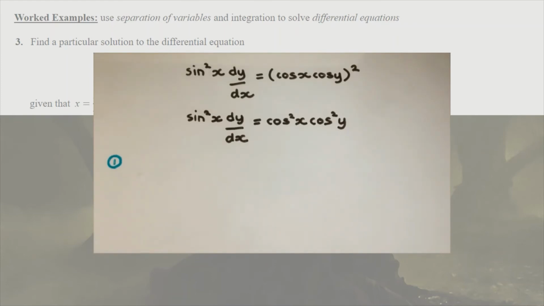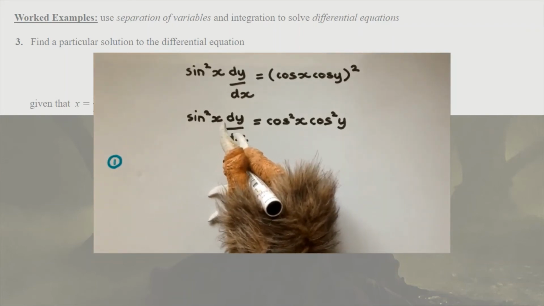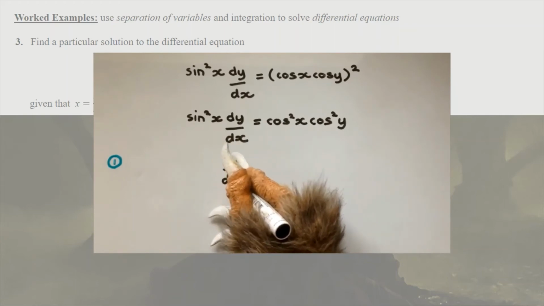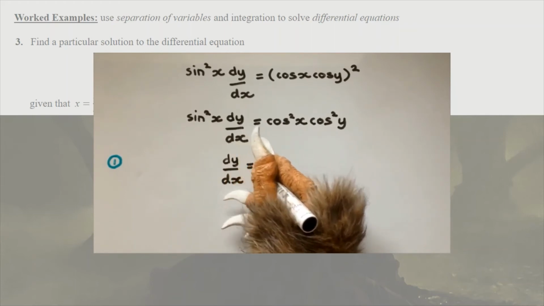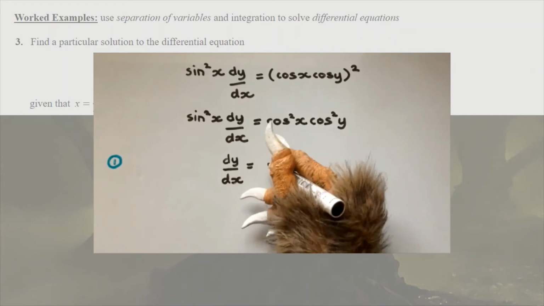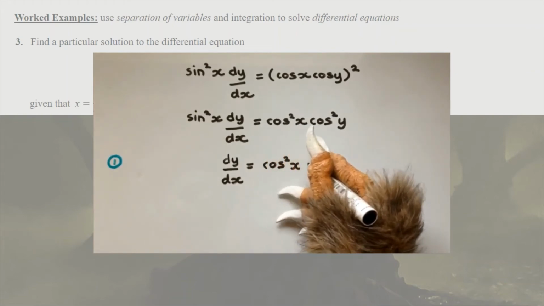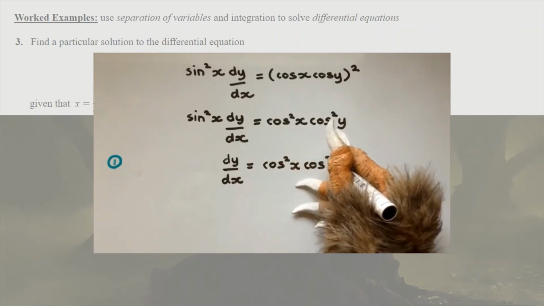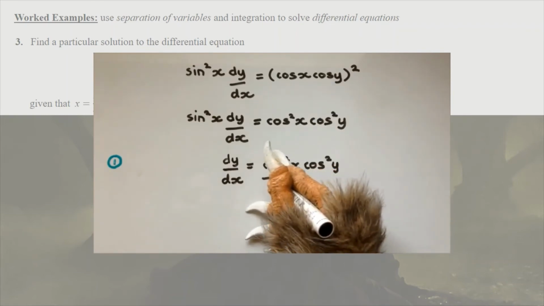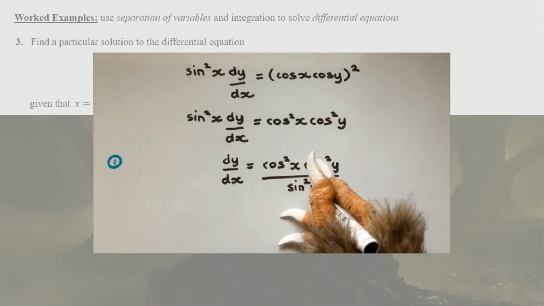Okay, so dy by dx. Let's get it on its own. So we're going to have dy by dx again. Sometimes this is a redundant step. I mean, you can use your common sense. It's just to get you used to the idea. Dy by dx equals cos squared x cos squared y all over sine squared x. I've divided both sides by sine squared x here.